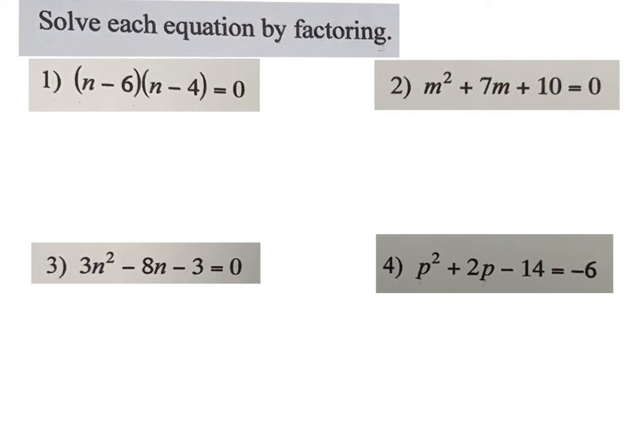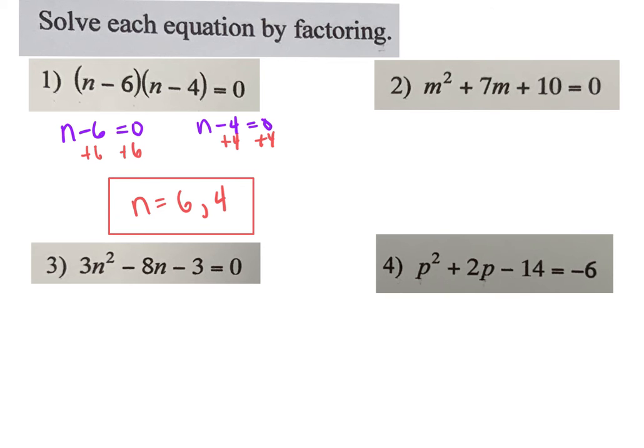If it is already set up factored for you, it's very simple. You're going to set each factor equal to 0, and you will solve. All right, so in this case, obviously, we're just going to add the 6 over. N can equal 6. Add the 4 over. N can also equal 4. And so that would be our answer for number 1 here that I've given you, 6 or 4.